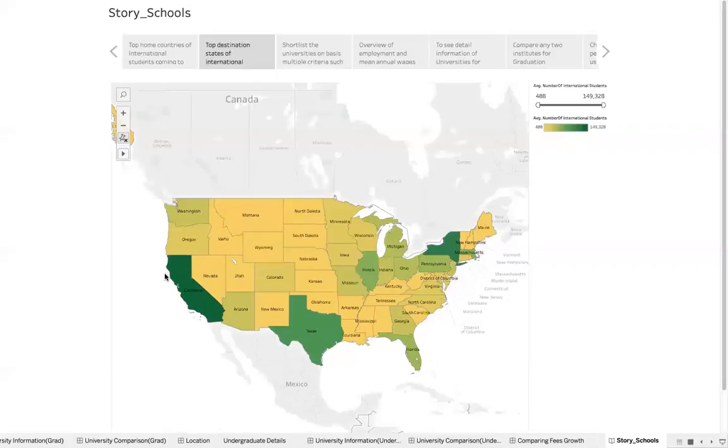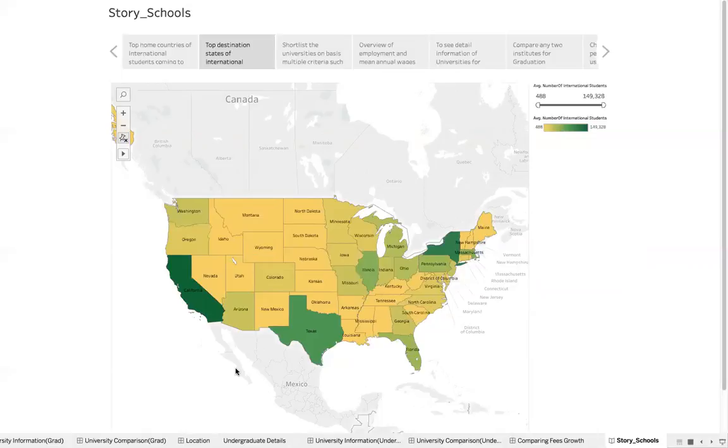The purpose of this particular dashboard is to tell students which states of USA are the hot favorite destinations amongst the international students. It can be seen that the top 3 destinations are California, New York, and Texas. So what is the use of these two dashboards? How will this help the international students?